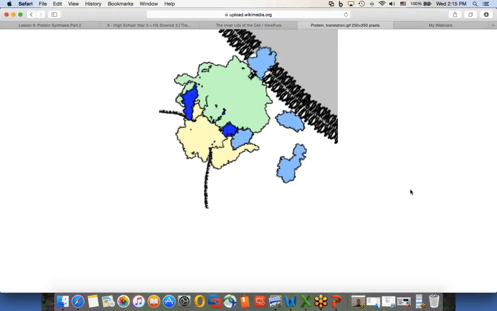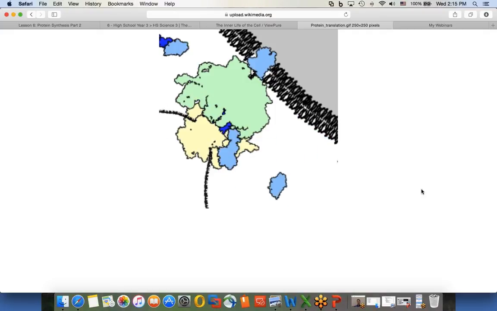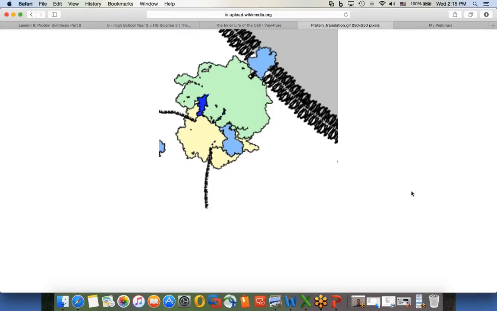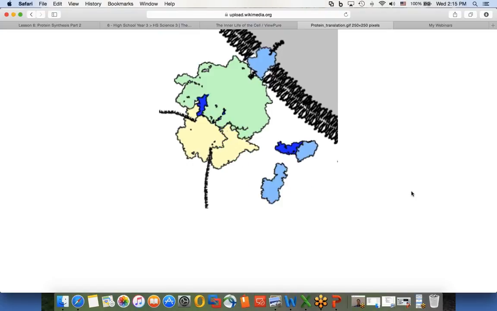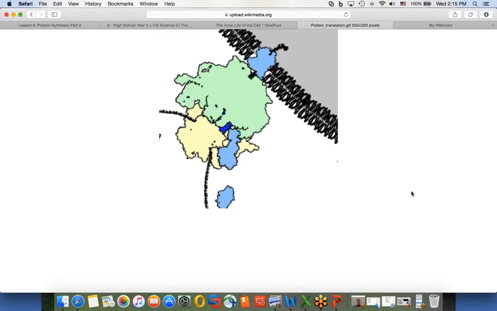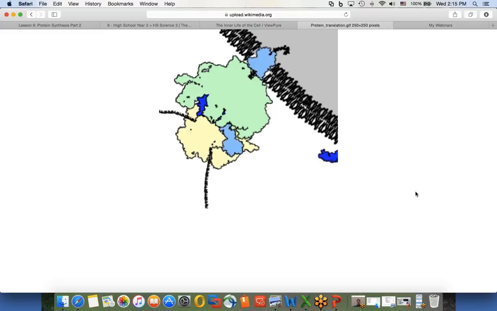Let me tell you why the ribosome is generally represented as two parts. They basically said that the ribosome is composed of two subunits. Each unit is a protein, okay? So the yellow one is one subunit, and the green one is another subunit, and the ribosome only works when the two subunits are working together, okay?